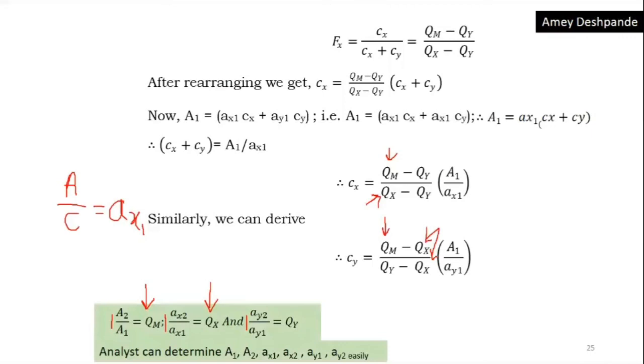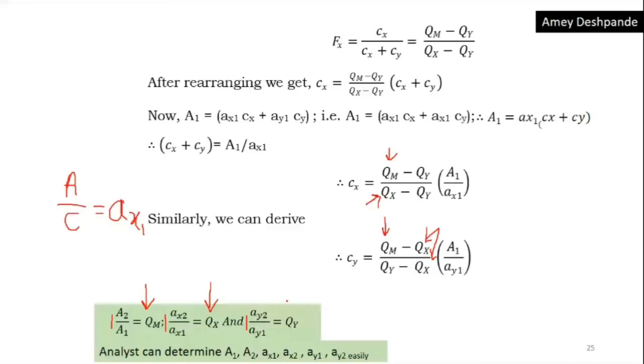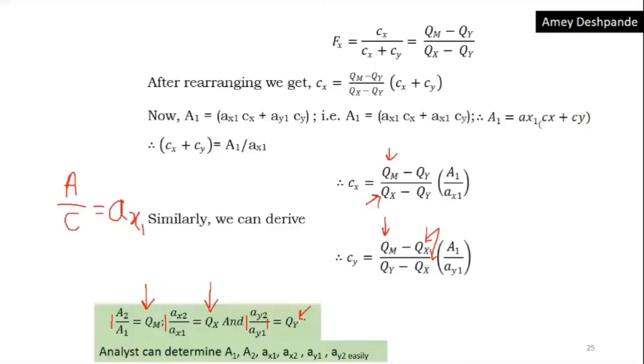Similarly, finding Ay2 upon Ay1 will be easy. Prepare a solution which contains only Y. Take its absorbance at both the wavelengths. Divide that by the concentration of Y in that standard solution. So you will get Ay2 and Ay1. You take this ratio, you will get Qy. So you can substitute that Qy over here and over here.